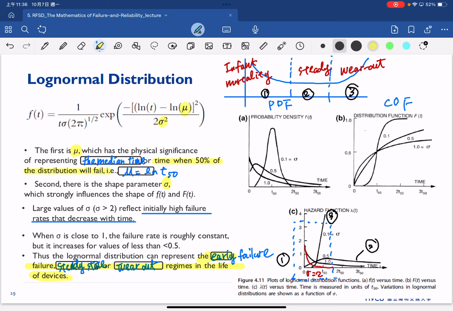So previously, we talked about the exponential distribution, but unfortunately, the exponential distribution only considers a constant value, so all these three phases cannot be modeled with a simple exponential distribution function. But now if we apply the log normal distribution function, we can use one equation to model all three phases. That's why this distribution function is so attractive for us.